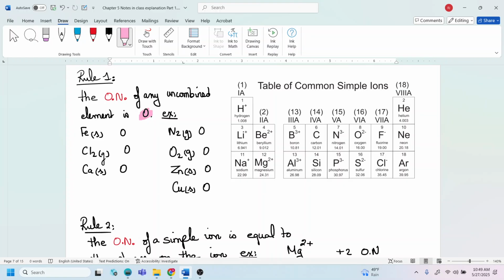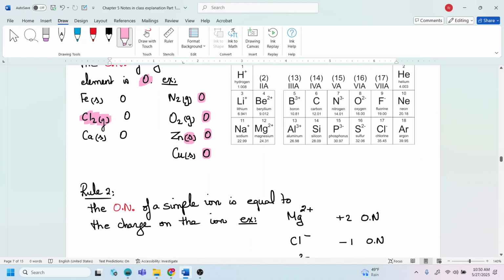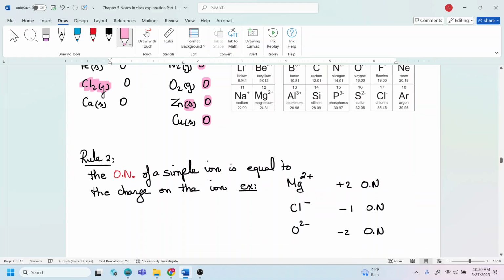Same thing for the diatomics. An uncombined element is the same thing as diatomics, because diatomics are uncombined elements, meaning that it is not combined with anything else. So any diatomic, like chlorine, fluorine, oxygen, nitrogen, all of those have an oxidation state of zero. So if you see any one-element solid, not two elements, one element solid, then the oxidation state is zero. And any diatomic gases have an oxidation state of zero.